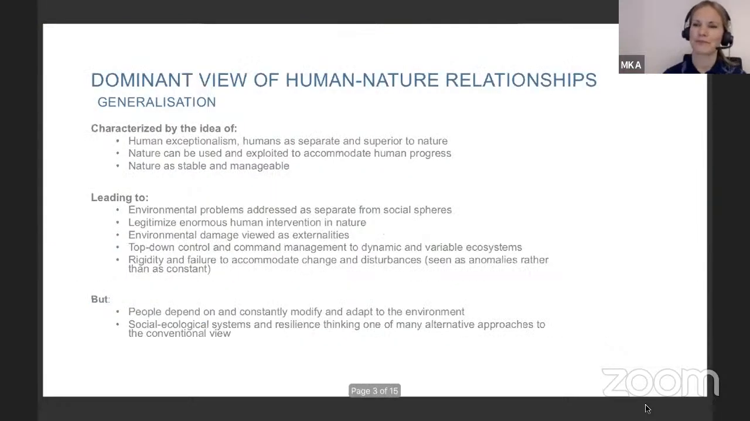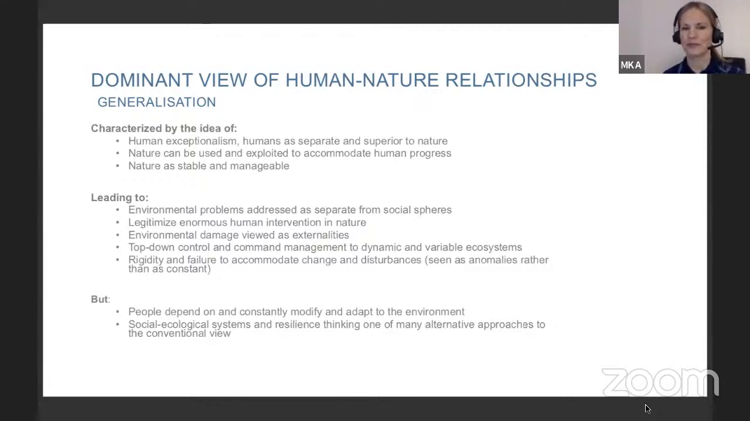So next slide, please. This is a broad generalization of how the dominant view of human nature relationships may be conceived. And it's important to note that there are multiple other understandings grounded in different cultures, both historically and at present, that do not adhere to this view. But in general, we can say that this view is characterized by the idea that humans are exceptional and separate and superior to nature. And this leads to an idea that nature can be used and exploited to accommodate human progress, and that nature is stable and manageable to accommodate these goals. And as Hans Nikolai mentioned, these are concepts that stem from Western society and the separation of human and nature, but they have also been spread through the current modes of development to other parts of the world.